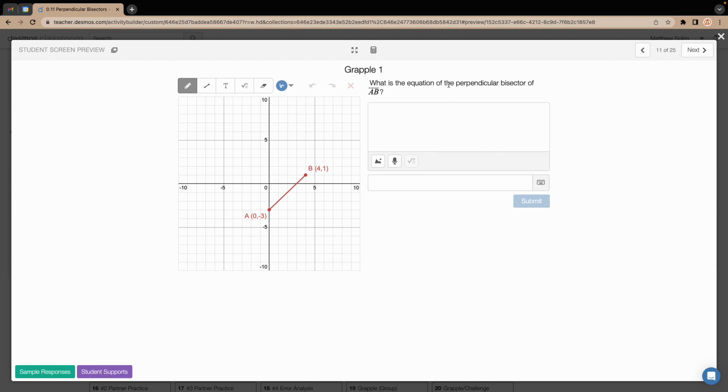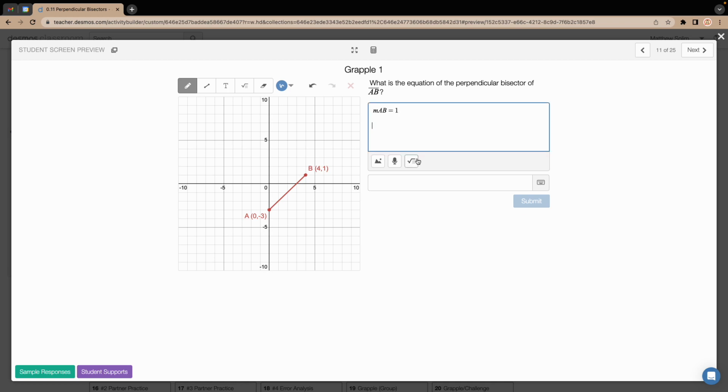What is the equation of the perpendicular bisector of AB? Well, first thing you want to do is definitely find the slope of AB. So it's up 1 over 1, up 1, 2, 3, 4, up 4 over 4. So the slope of AB, I'm just going to write this so I remember, is 1. Alright, so the slope of AB is 1.